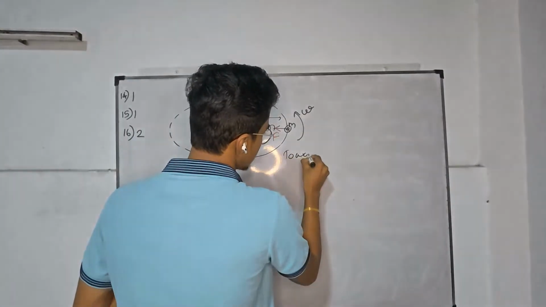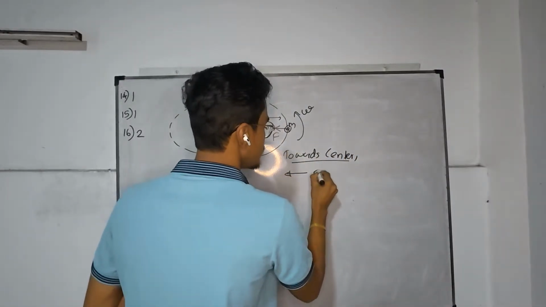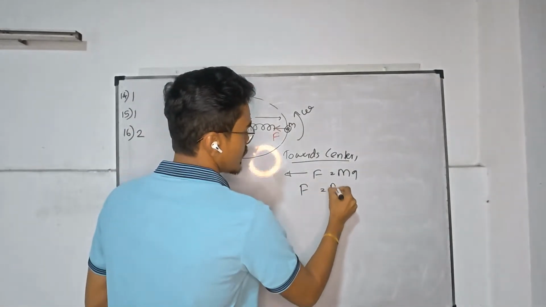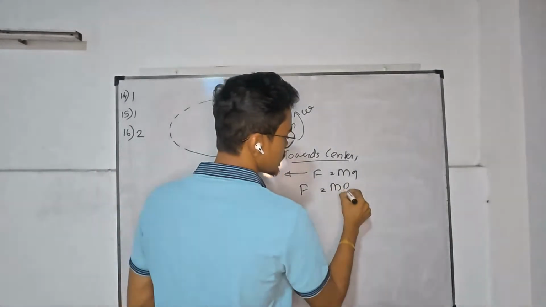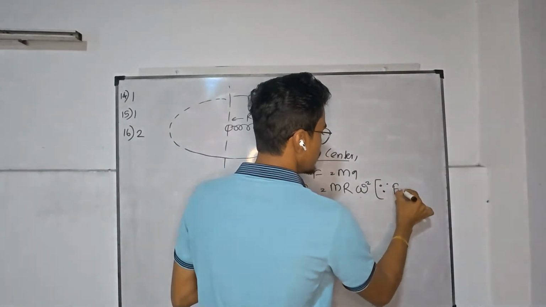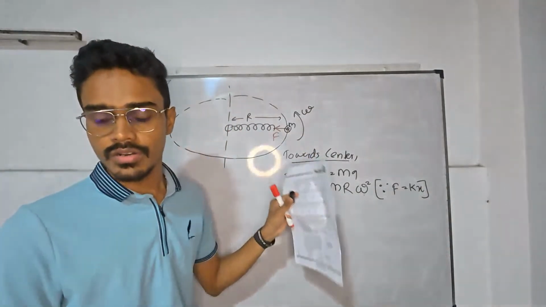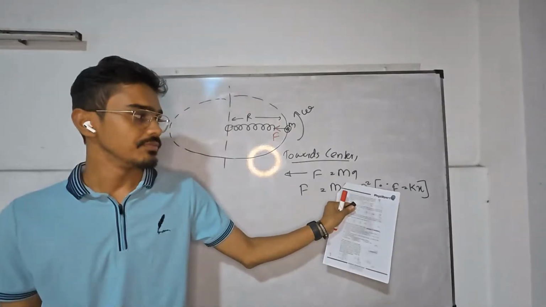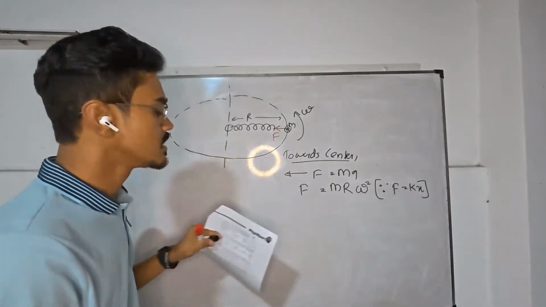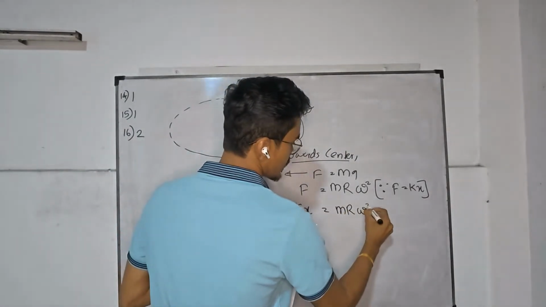See? Towards center, F equals MA. F is this F. M, A can be written as R omega squared, right? But we know from Hooke's law, F equals Kx. I explained Hooke's law in the previous two questions as well. F is force on the spring, K is spring constant, X is extension, right? So F is Kx. That is m r omega squared.